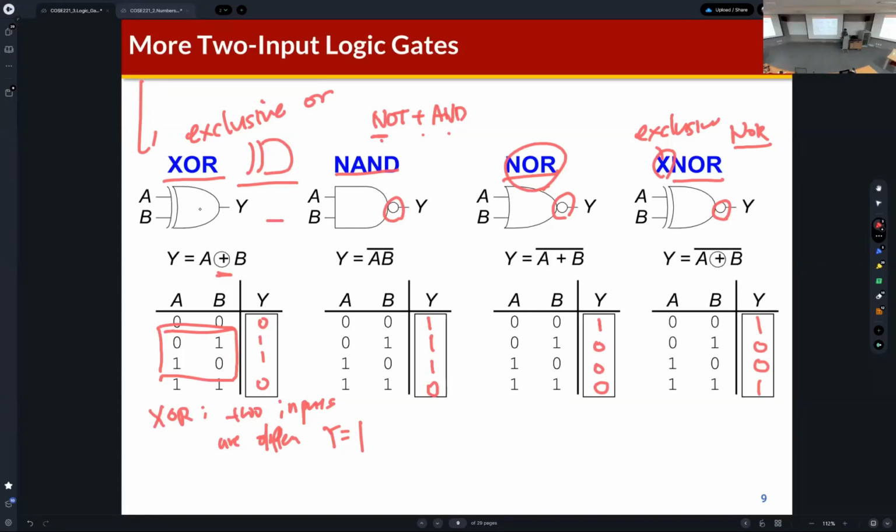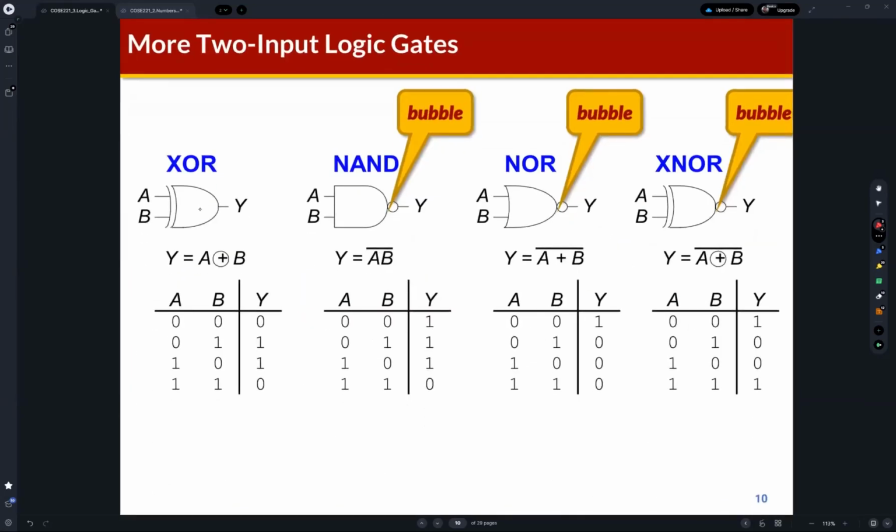So actually, NAND means NOT plus AND, NOR means NOT plus OR, and exclusive NOR means NOT plus exclusive OR. So if we just memorize the definitions of AND, OR, and exclusive OR, then we can just know the output of NAND, NOR, and exclusive NOR. Okay? So these are basic logic gates. That's it. It's very simple, right? It's easy.